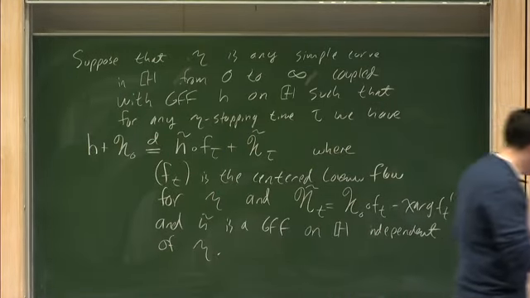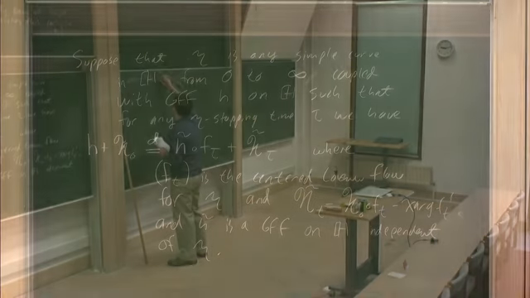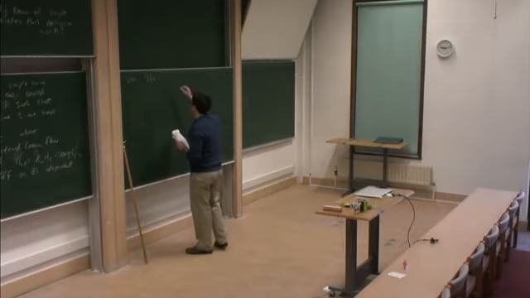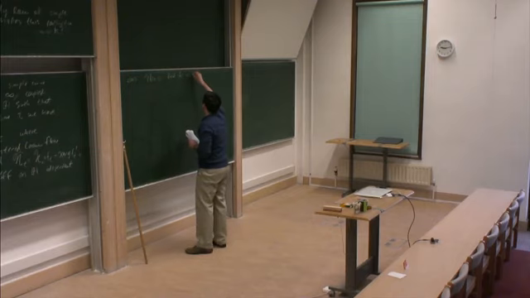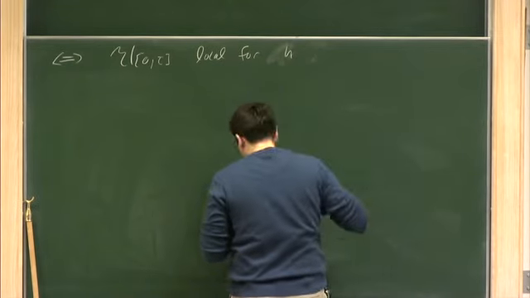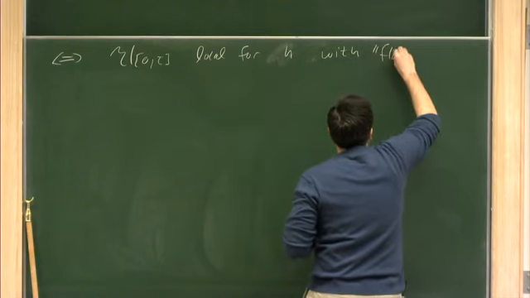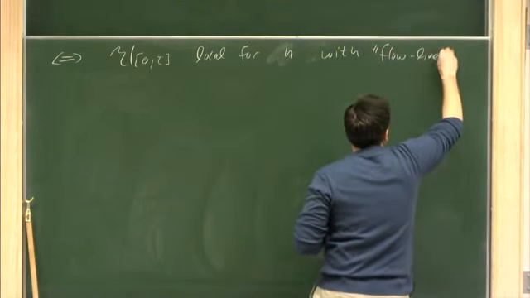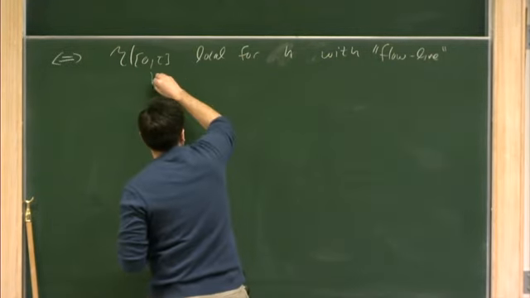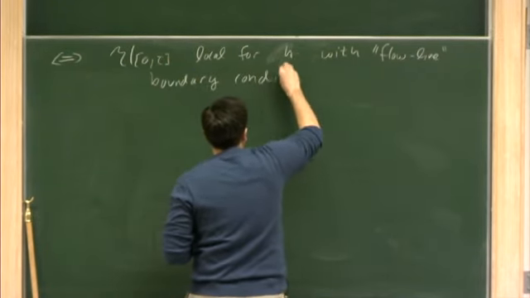Okay, so what this says is that this η up to time τ is a local set for the Gaussian free field, so for H, and it has these sort of flow line boundary conditions along the trajectory when you condition on it.